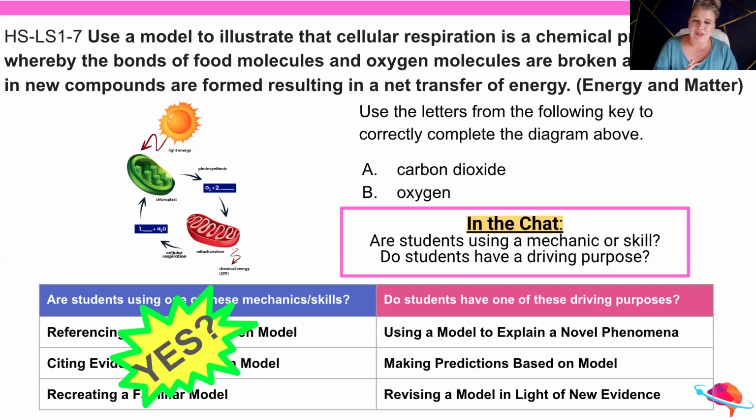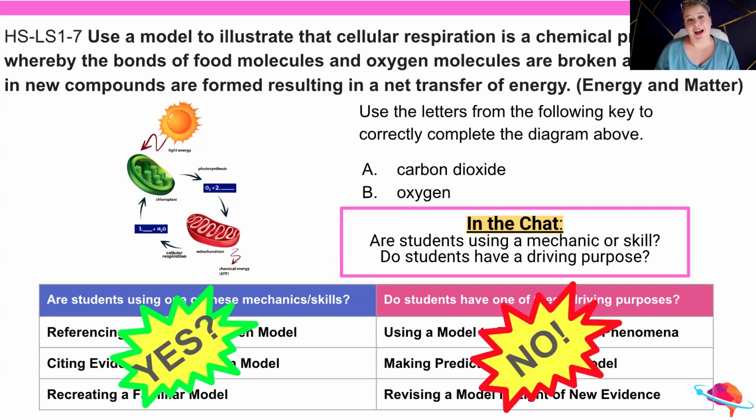So then in that case, do students have one of these driving purposes? I'm gonna go with a no. They're not necessarily revising the model. We're not asking them to fix it. We're just asking them to put in some blanks. So we're basically giving them a list of options and we're just saying like, put this here.